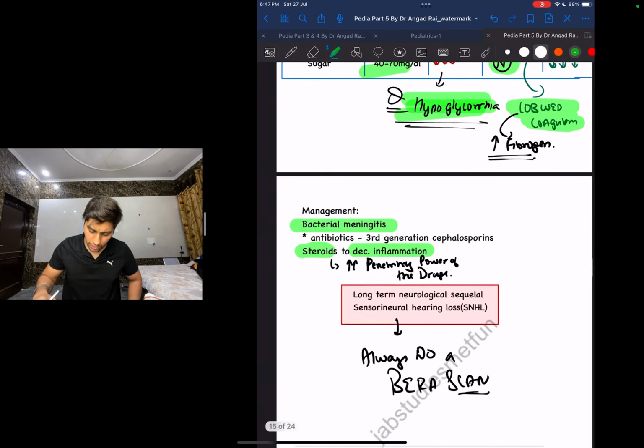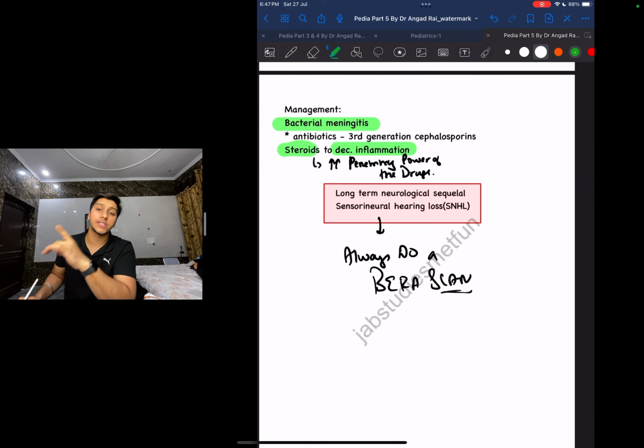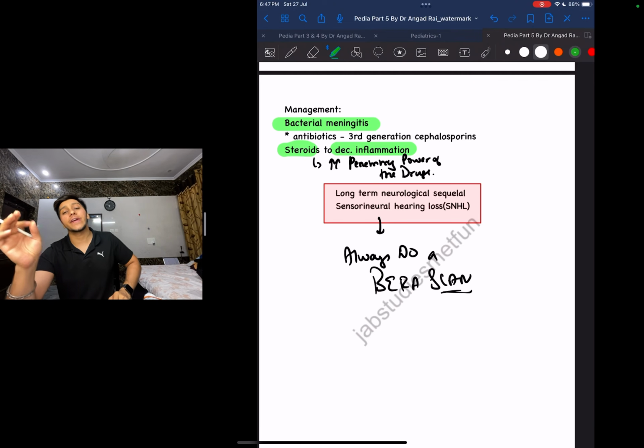Okay. Next thing, guys, is the management. Remember, in bacterial meningitis, you have to give antibiotics. The best are the 3rd generation cephalosporins. Along with 3rd generation cephalosporins, we're going to give steroids. Now, there are 2 reasons why we give steroids, guys. One is to decrease the inflammation. Second is to improve the penetrating power of the drugs. Okay. The side effect of all these 3 infections of meningitis is that it can lead to sensorineural hearing loss, especially with something like Haemophilus influenzae. That is why always get a BERA scan done for the child.